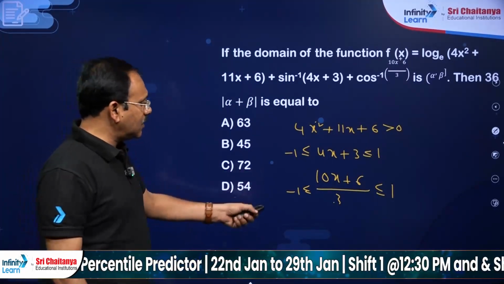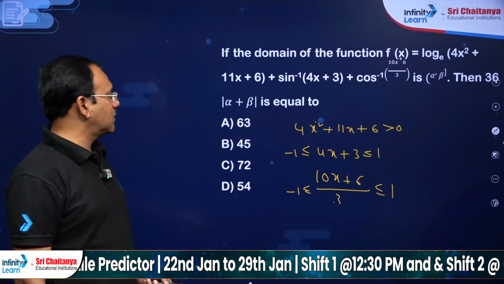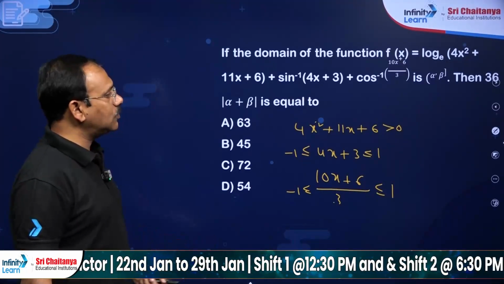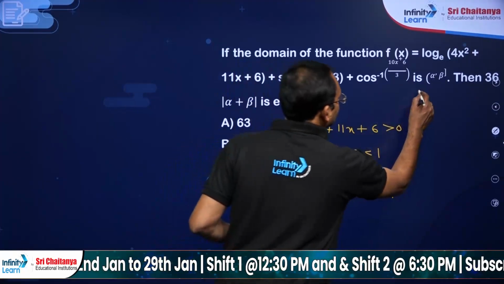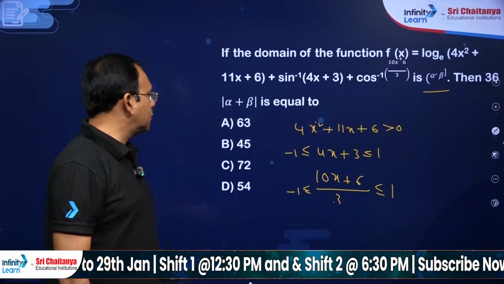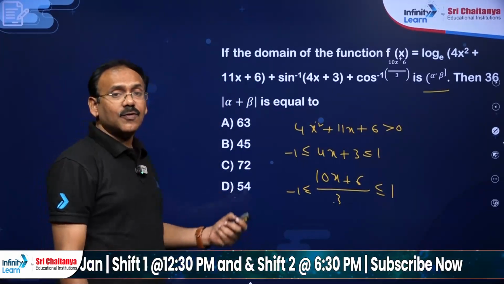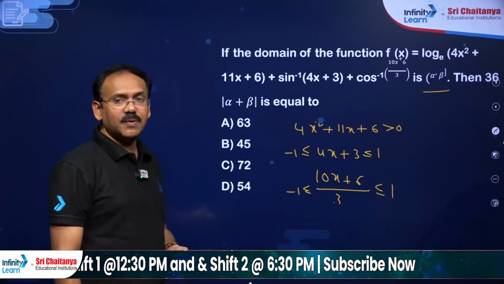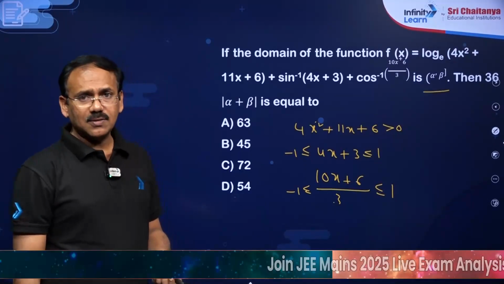You just solve these 3 inequations, my dear friends. The common solution you take, it will be like the interval open alpha to closed beta, then you write alpha, beta and find modulus of alpha plus beta. Can you solve this, my dear friends?